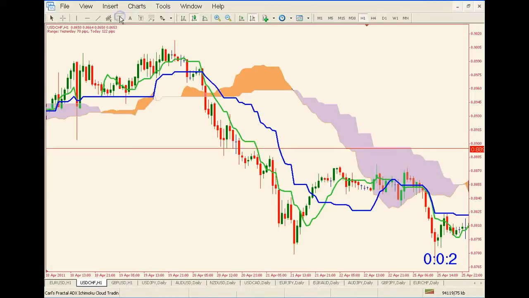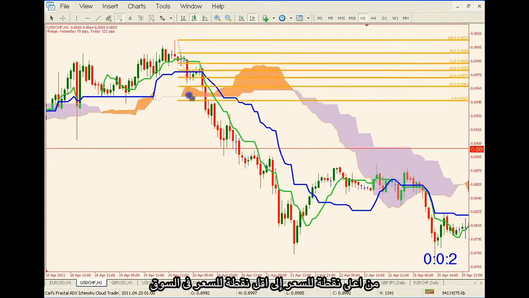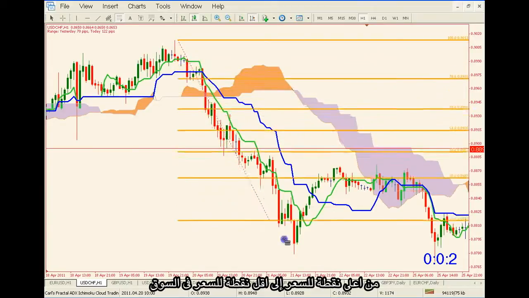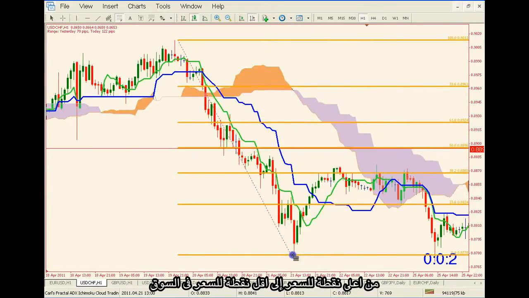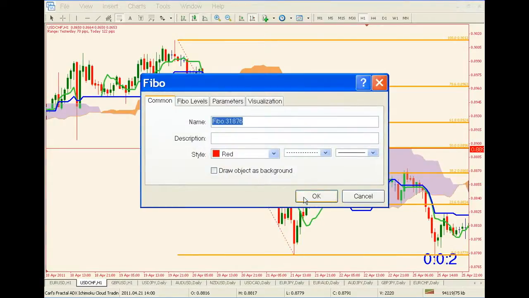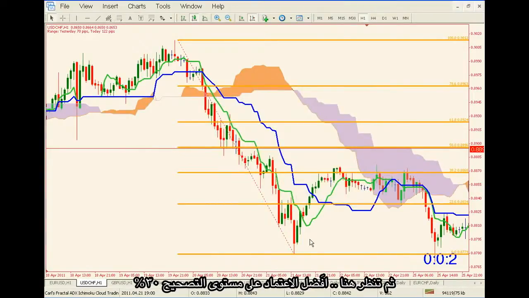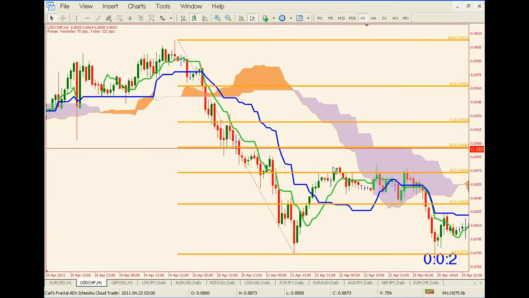You put your Fibs in. You draw from the nearest swing high to the nearest, most recent swing low. Okay, and then you're looking here. I like to use the 32% retracement as my area where I'm looking for something. Usually you look at the 32%, the 50, and the 61.